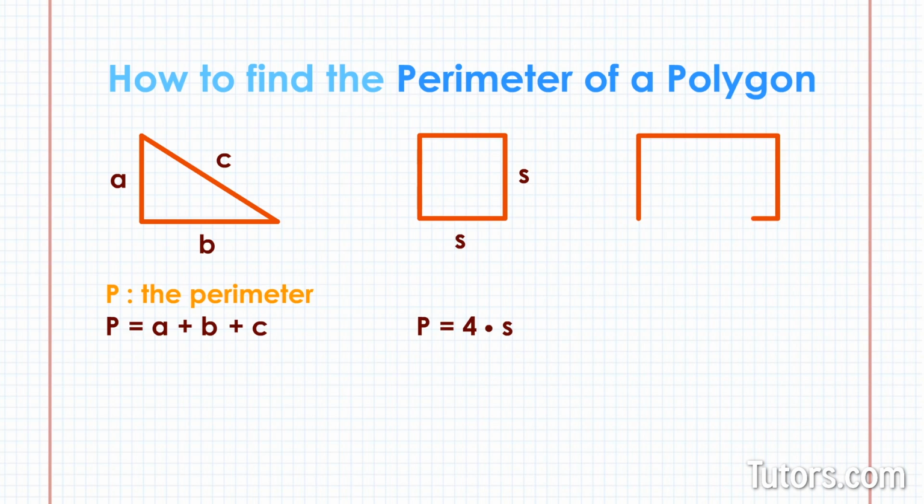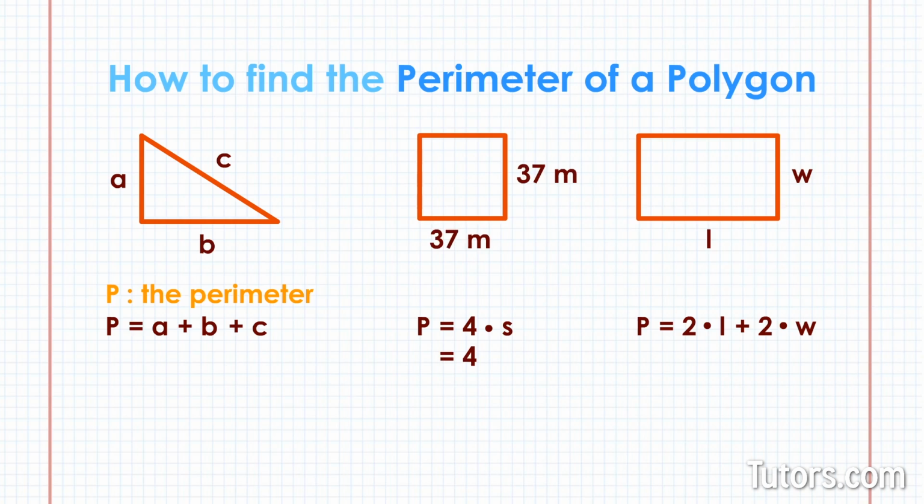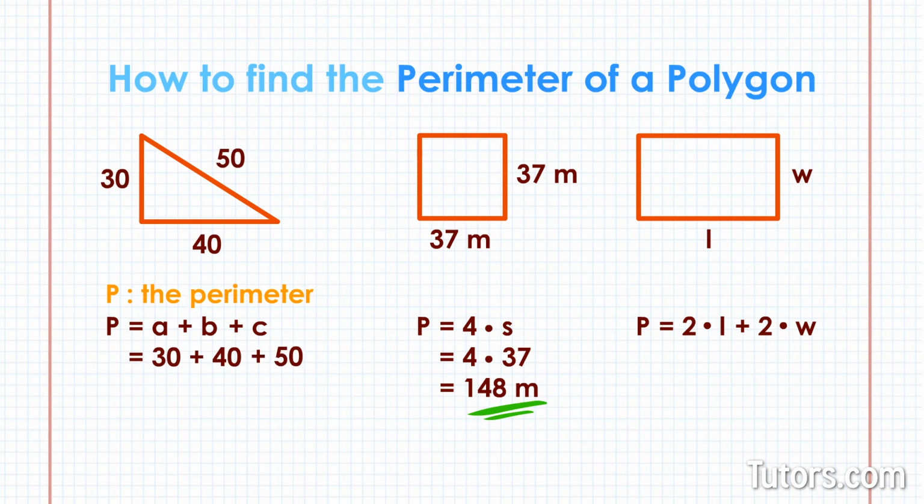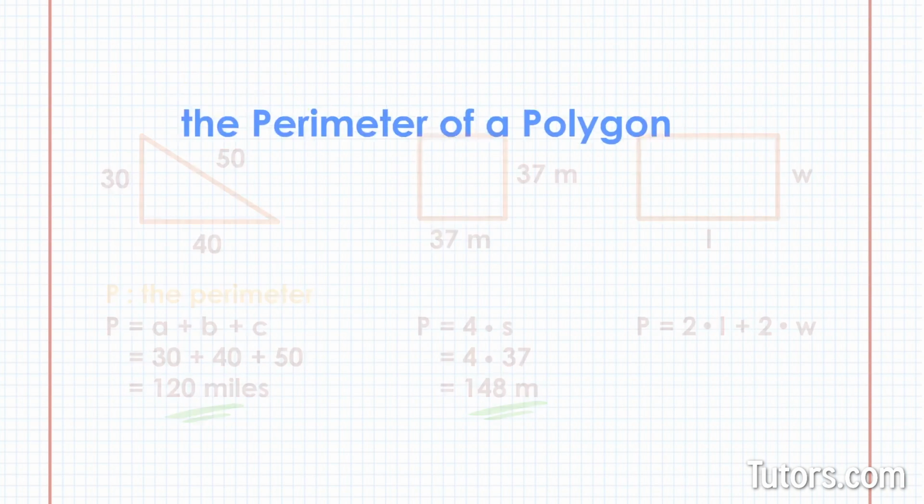And for a rectangle with sides L and W, length and width, we use the formula P equals 2 times L plus 2 times W. Whatever the unit used for the length of sides, that is the same unit for perimeter. So a square with sides of 37 meters has a perimeter of 148 meters. A triangle with sides 30, 40, and 50 miles has a perimeter of 120 miles.